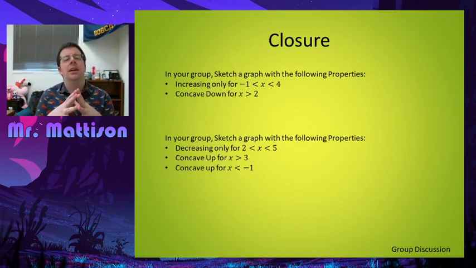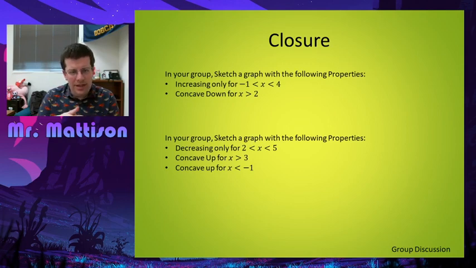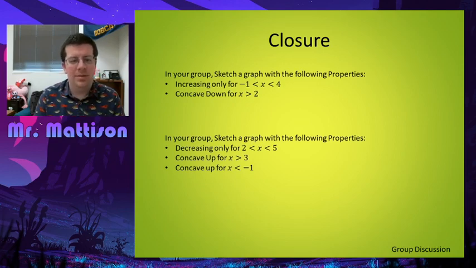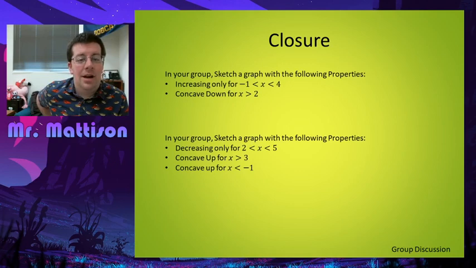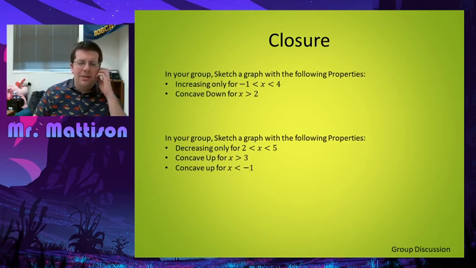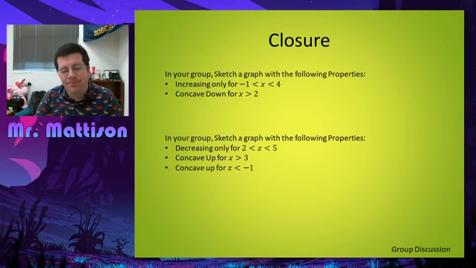All right. And then what I want you to do is try and sketch each of these criteria for me. First one, have it be increasing only from -1 to 4, and it needs to be concave down whenever x is larger than 2. And then once you've done that, try and sketch a graph that is decreasing from 2 to 5. It is concave up when x is larger than 3, and it's concave up when x is less than -1. So try and draw a graph that meets those criteria.